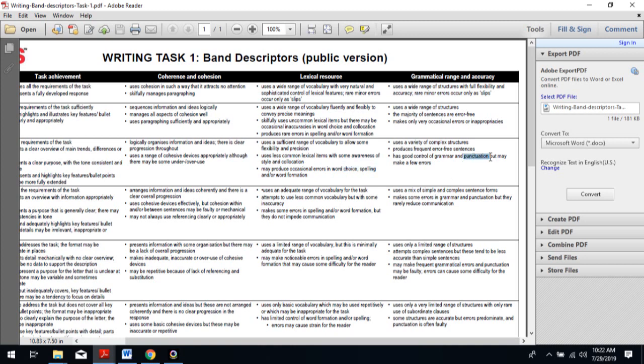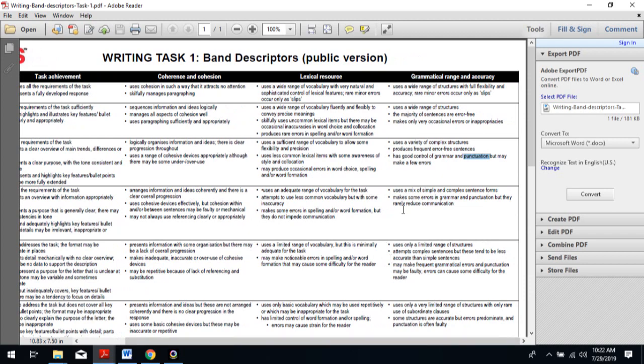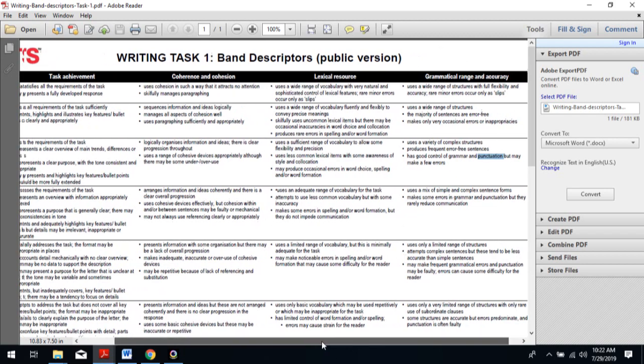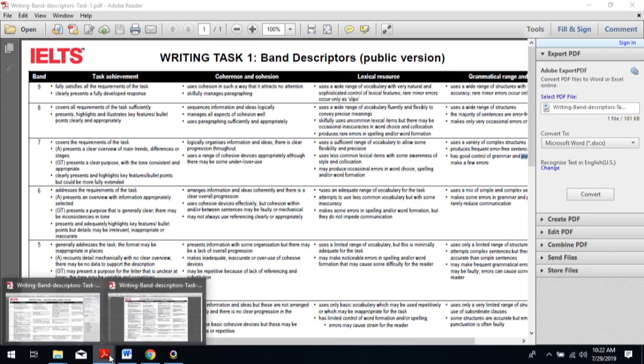All right. A lot of my students have forgotten how to use the full stops or periods as well as the commas. So I would also recommend that you go back to your lessons on these two particular punctuation marks just to help you improve on grammatical range and accuracy. Okay, so that's for writing task 1. Let's go to the band descriptor for task 2.